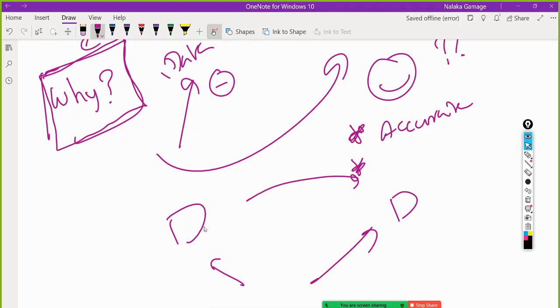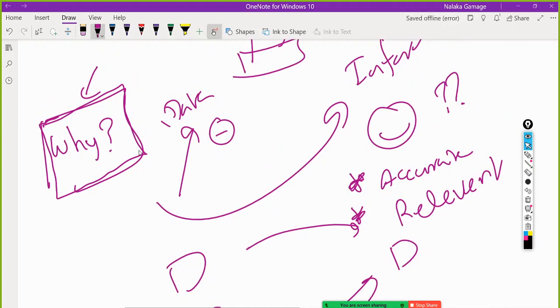Relevancy. Yes, this is more relevant. What else? So therefore you like this more than that, because here you get more relevant things. Maybe here you have the non-relevant things as well. Any other points? So this is an example you can take.